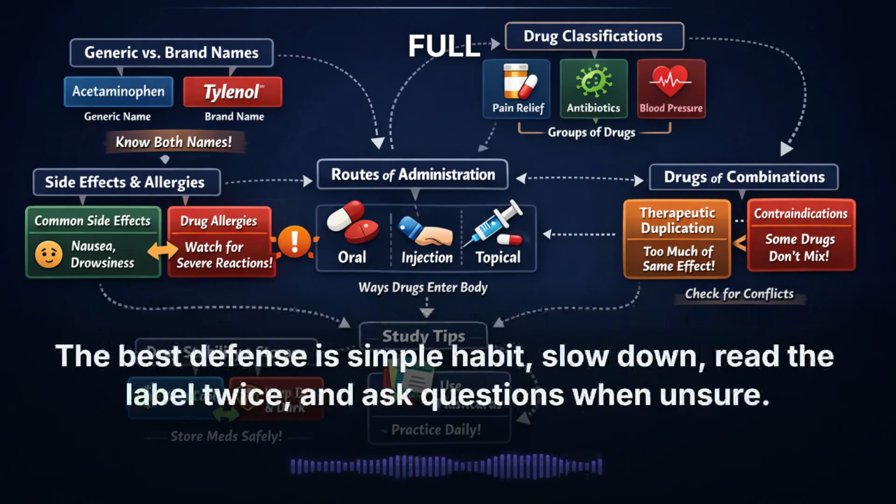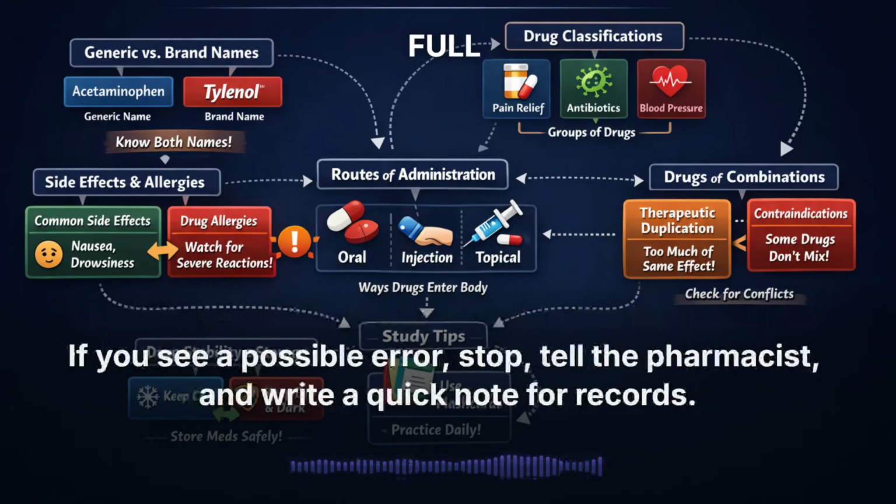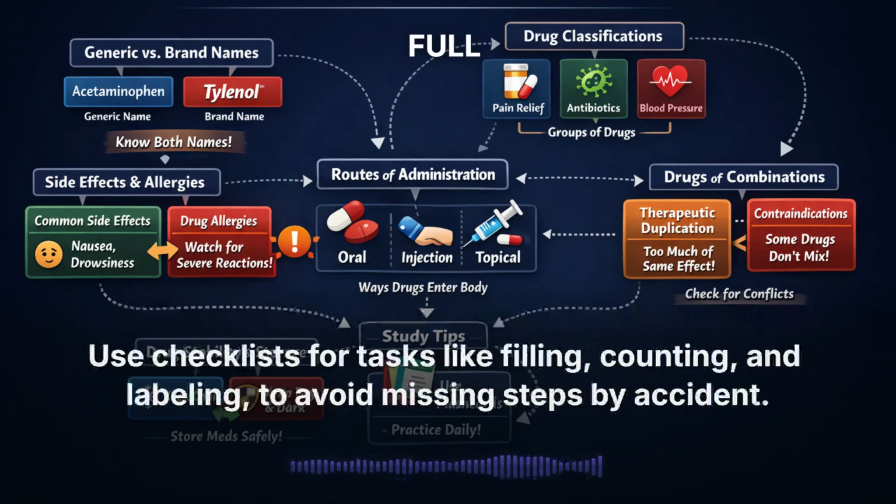The best defense is simple habit: slow down, read the label twice, and ask questions when unsure. If you see a possible error, stop, tell the pharmacist, and write a quick note for records. Use checklists for tasks like filling, counting, and labeling to avoid missing steps by accident.